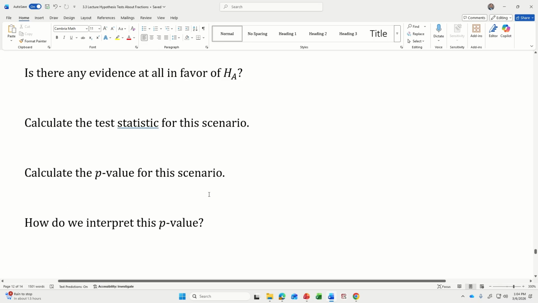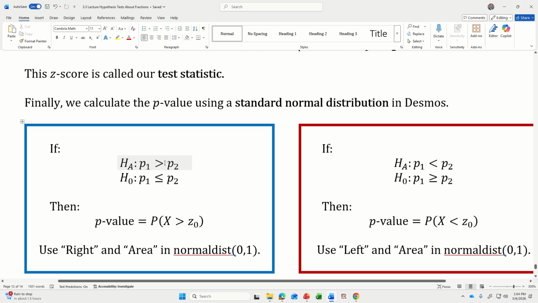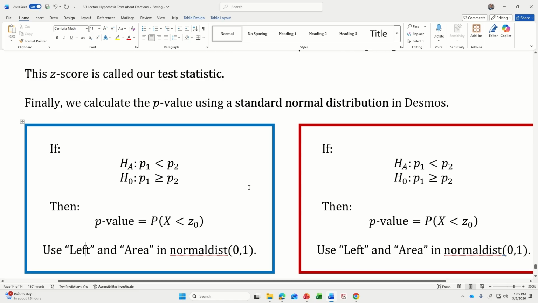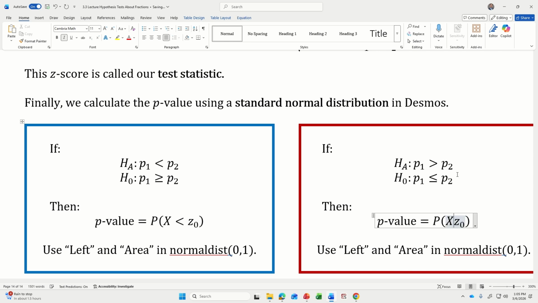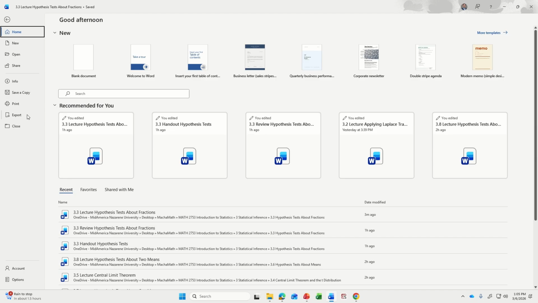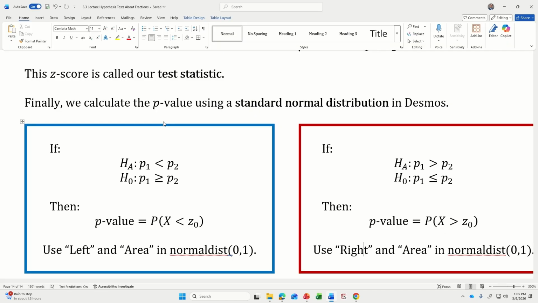Okay, let me fix the direction of my inequalities here so I don't forget to do it later. And then I will export this as a PDF again. And we'll work one more example in our time together.